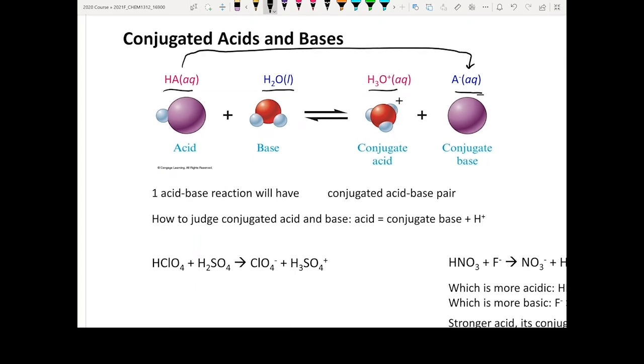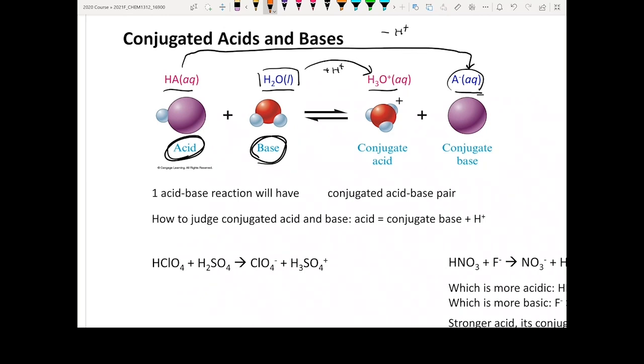HA is a common notation that we use to represent the acid. After the reaction, you go from HA to A minus, so you lost a proton. Therefore, we know this one is the acid. And then for your H2O, when you go from here to here, you receive the proton. Therefore, this is the base.